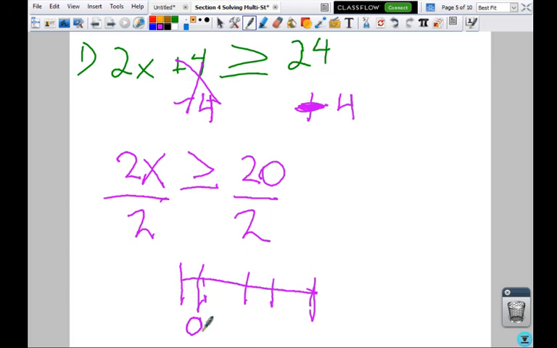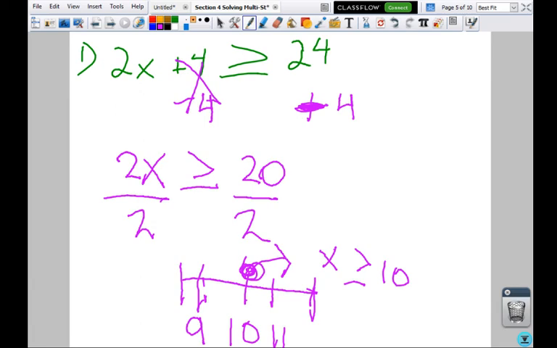Alright, we're gonna divide by 20 and we get x is greater than or equal to 10. Yep. You just forgot to write it, that's fine. Now we're gonna make a circle. We are going to fill it in, and our arrow is going right. Nice job. Alright, we are gonna do one last in-class problem.